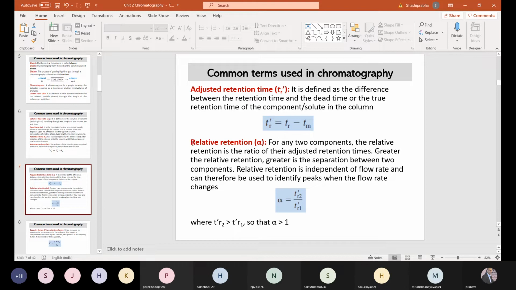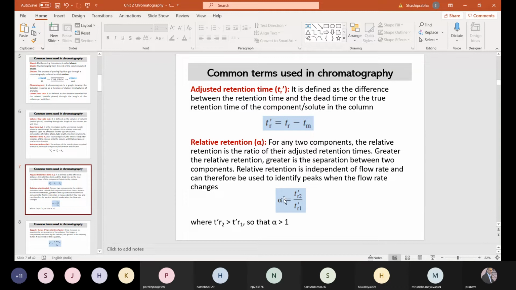The other important thing is relative retention, when we talk about two components. See, chromatography is used only when you have two or more components. If there is only one component, chromatography is of no use, because you don't need any separation. But if there are two or more components, then and only then you use chromatography. Now, what is relative retention? For any two components, the relative retention is the ratio of their adjusted retention times. That gives you a constant value.